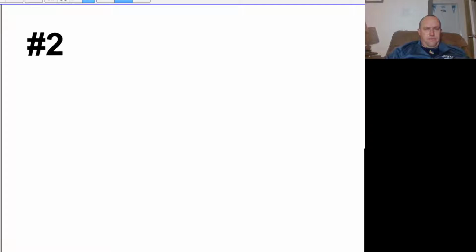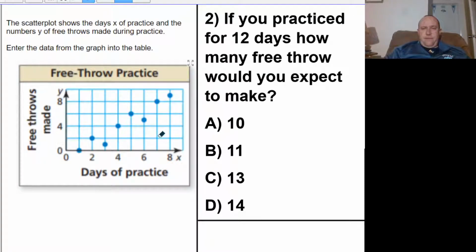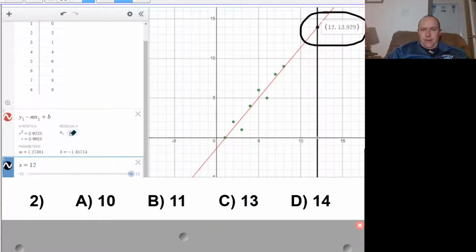Question 2. Using that same graph that we have, if you practiced for 12 days, how many free throws would you expect to make? Notice first of all that we are looking at days here, so we're looking at 12 days. So this is clearly an X number. After all my work that I'd already done, I just want to type in X equals 12. It'll draw in that vertical line, and you just move to this point, find where they intersect, and click on this point here, and it will give you a value. We plugged in 12 for X, so we're interested in the other number, this 13.9.